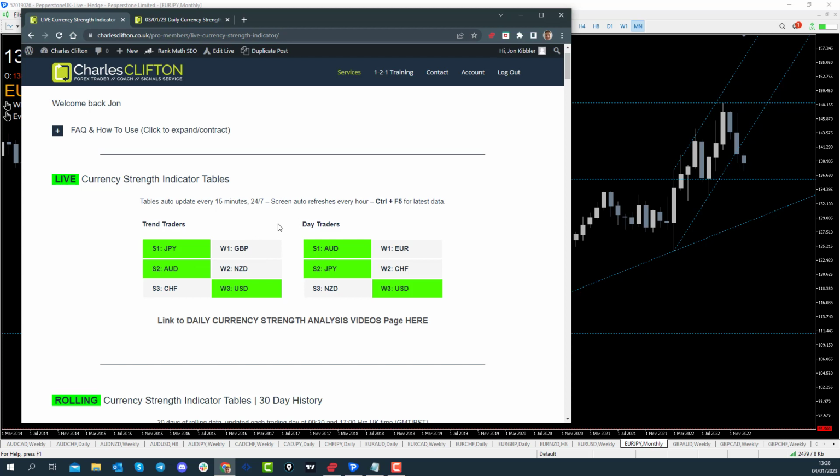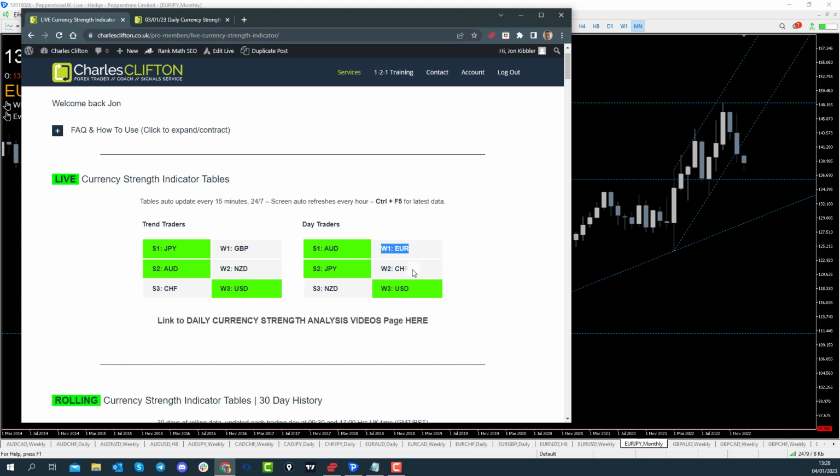So for me today, I'm accessing this in the afternoon, and you can see that what the trend traders table is showing us is that the yen is the strongest currency, followed by the Australian dollar as the second strongest currency, followed by the Swiss franc as the third strongest currency. We have pound as the weakest currency as W1, followed by the New Zealand dollar as the second weakest currency at W2, followed by the US dollar as the third weakest currency. On the day trader side of things, Aussie tops the table at S1, followed by the yen at S2, followed by the New Zealand dollar at S3.